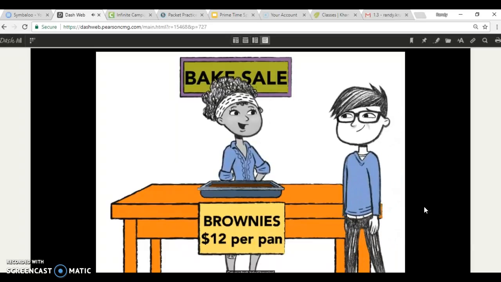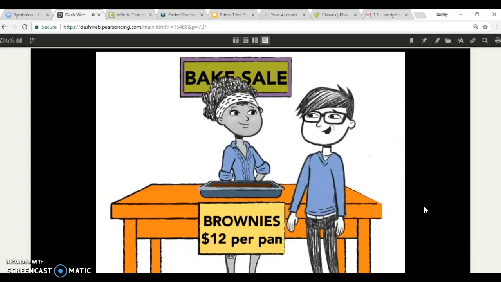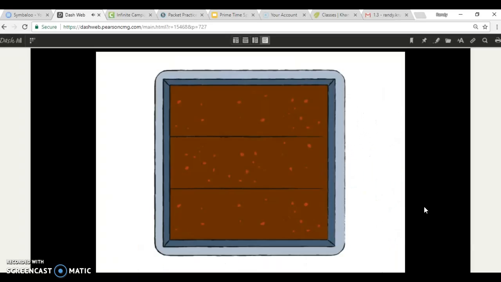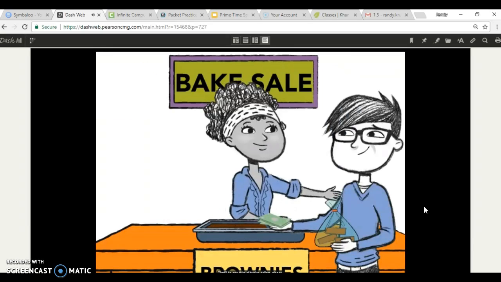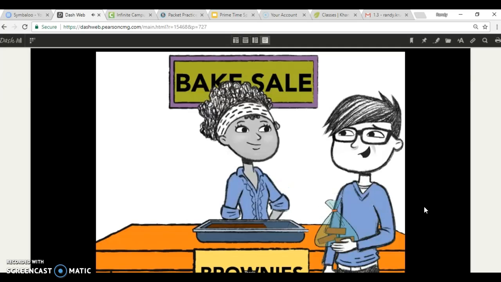Get your fresh baked brownies. Smells great. They're chocolate chip. I'll take 1/3 of the pan. That'll be 1/3 of $12, please. Thanks.